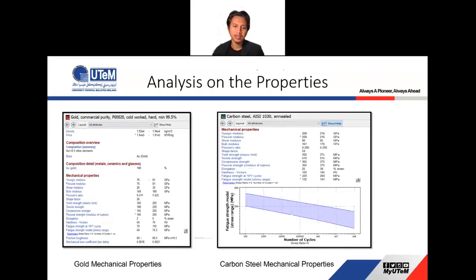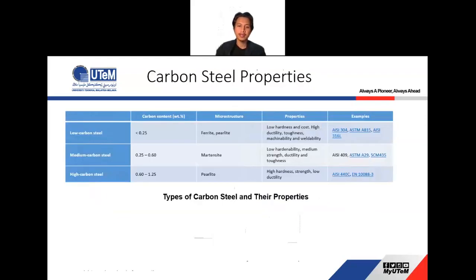Okay, what we study on the properties. So to produce a stamping die, we need to know the mechanical properties. So in this slide, as you can see, the left one is the picture of gold mechanical properties, and the right one is the carbon steel mechanical properties. Carbon steel material is used to make the stamping die.